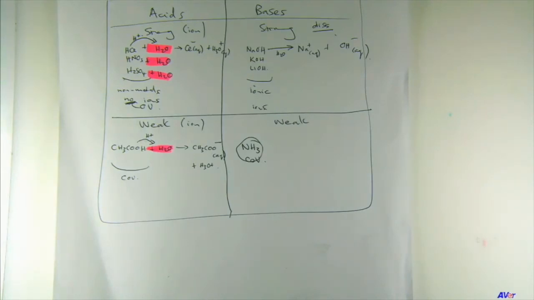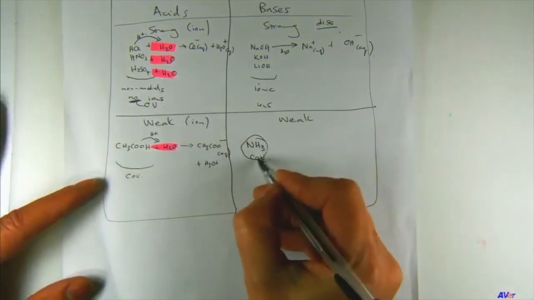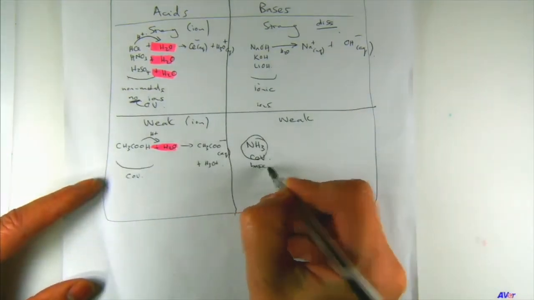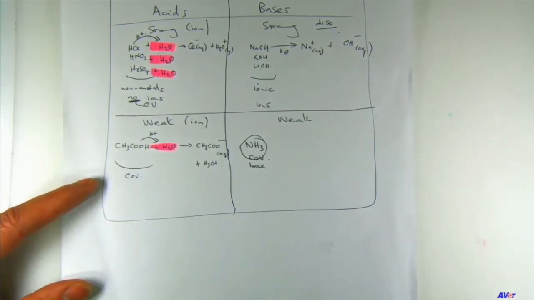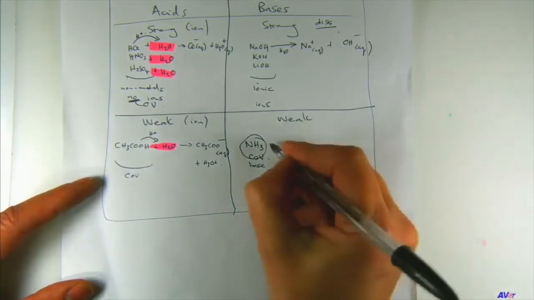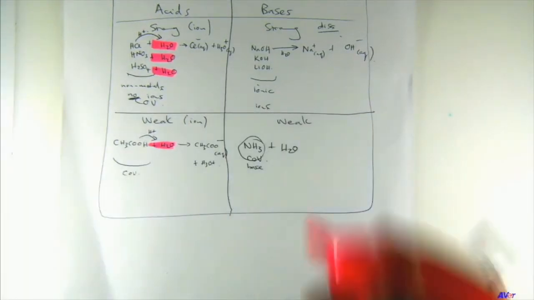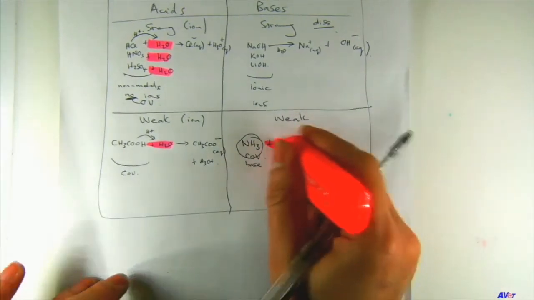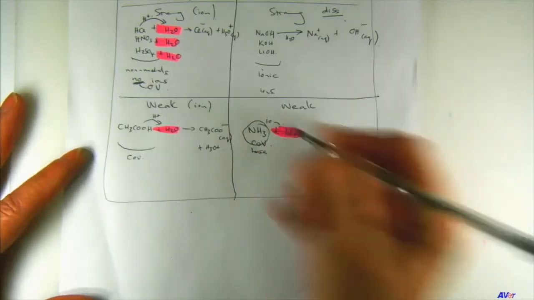But when you get to NH3, this one is the weird one. It is our only covalent base. And what do we know about covalent things? There are no ions present. So when you react this one with water, you have to put water in your equation because this base is actually going to ionize. Right.